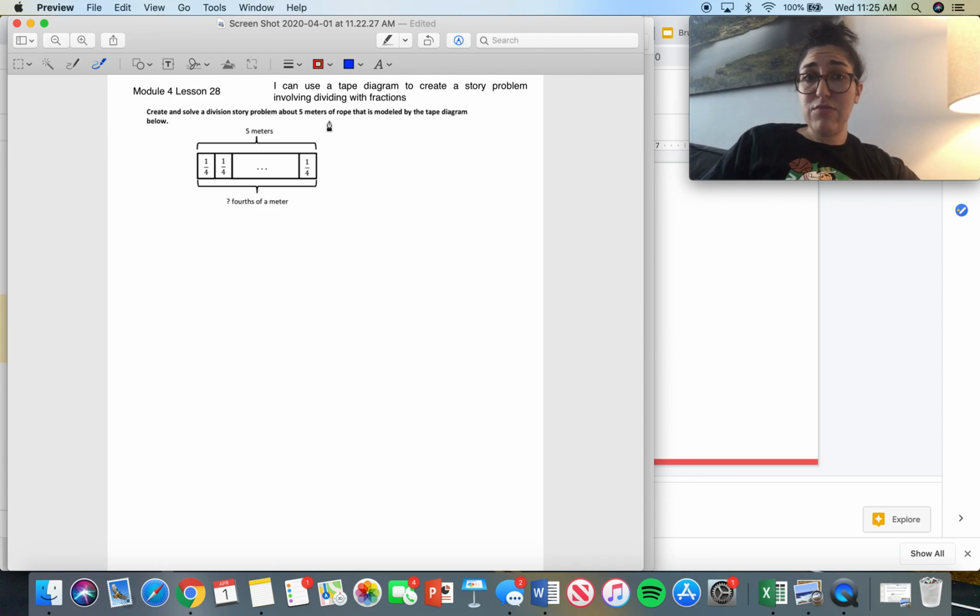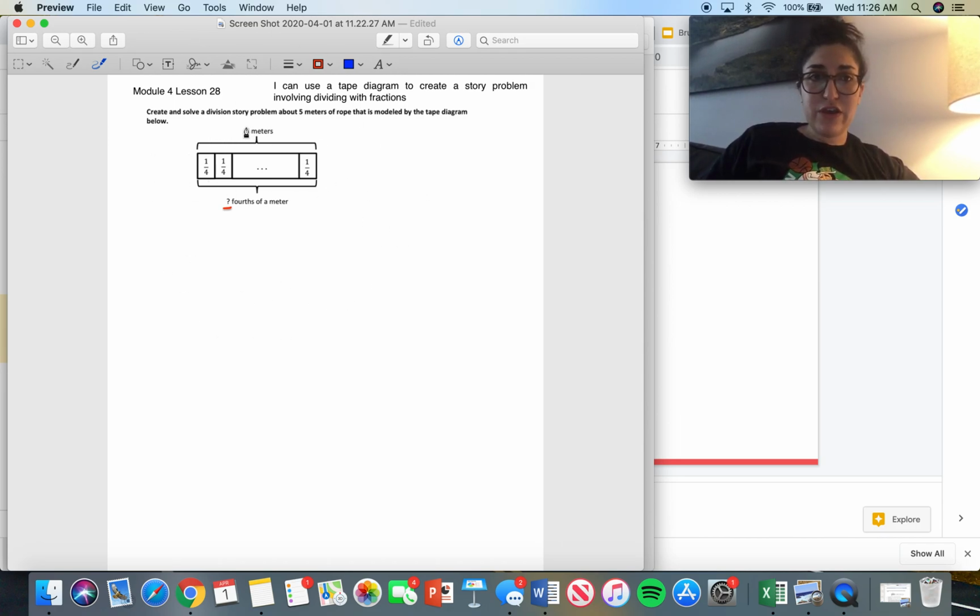In this case, it's going to be about 5 meters of rope that is modeled using this. So in other words, I need to take this picture, think about what this picture is showing me, and what it is asking me, what's the question mark, and using that, I want to come up with a story problem. So the first thing I'm going to need to do is figure out, well, what do I see in the problem? What does this problem tell me?